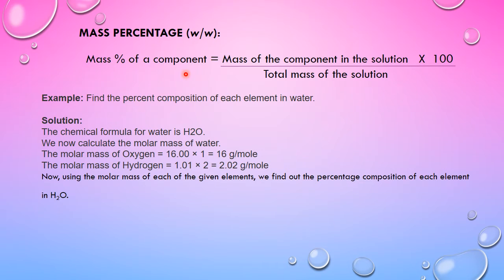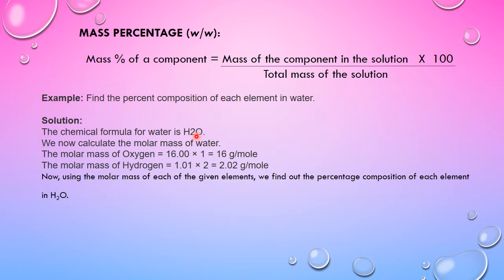Mass percentage of a component is equal to the mass of the component in the solution into 100 upon the total mass of the solution. Here you can see one example is given so that the concept becomes clear to you. Find the percentage composition of each element in water. Now we know the chemical composition of water is H2O. Now the molar mass of water, that is 2 atoms of hydrogen plus 1 atom of oxygen. So the atomic mass of hydrogen is 1, whereas the atomic mass of oxygen is 16.